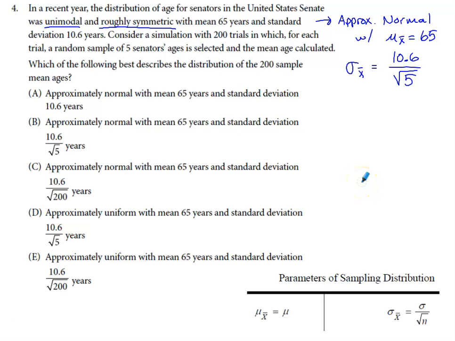So here's problem number 4 from the AP Stats Bluebook test preview. This multiple choice question tells us that in a recent year, the distribution of age for U.S. senators was unimodal and roughly symmetric with a mean of 65 years.